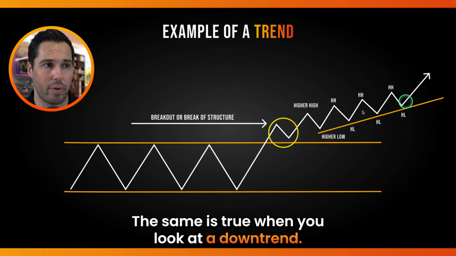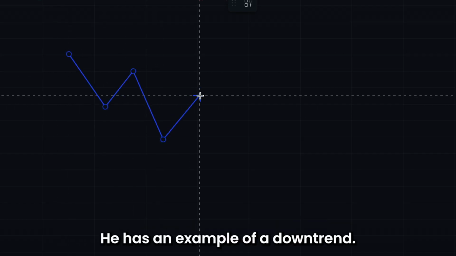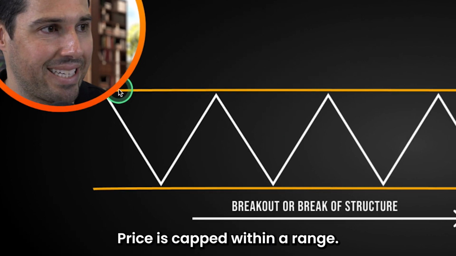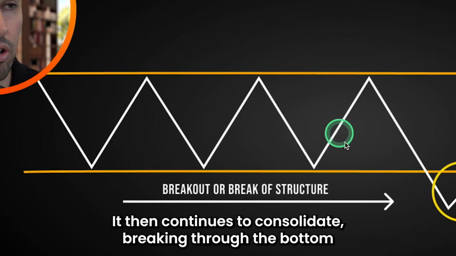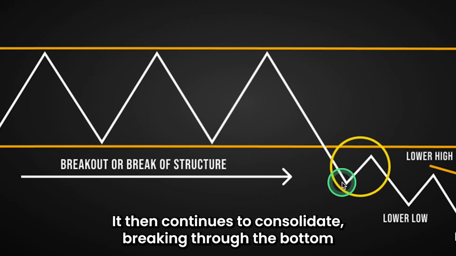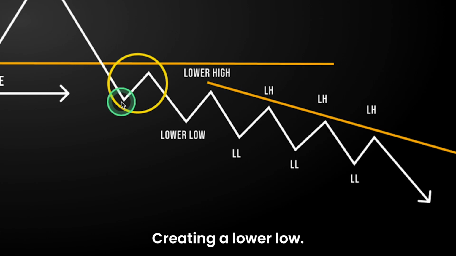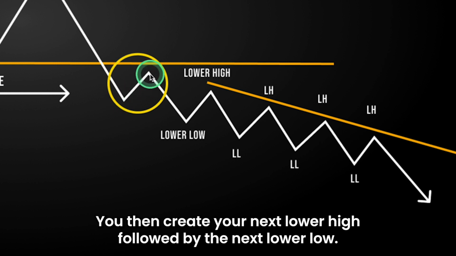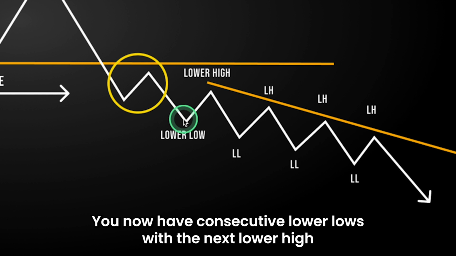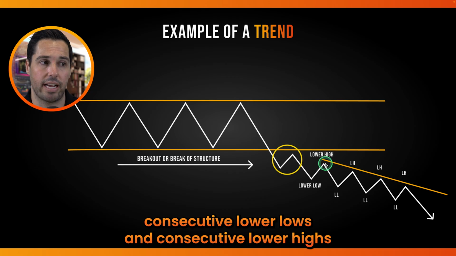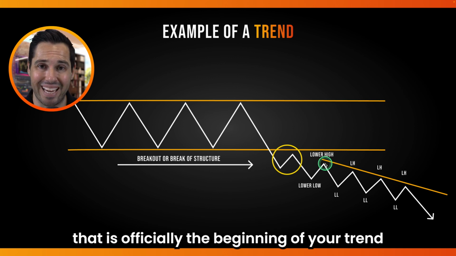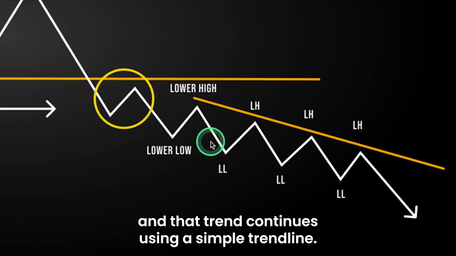The same is true when you look at a downtrend. Here's an example of a downtrend. Price is capped within a range. It then continues to consolidate, breaking through the bottom of that range to start what could be a downtrend, right? Creating a lower low. You then create your next lower high, followed by the next lower low. You now have consecutive lower lows and consecutive lower highs. That is officially the beginning of your trend, and that trend continues.